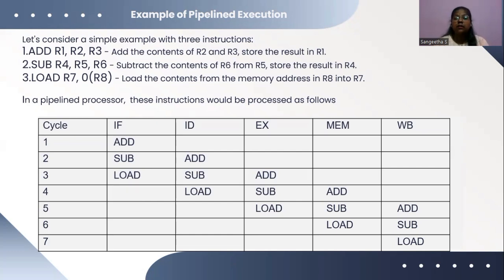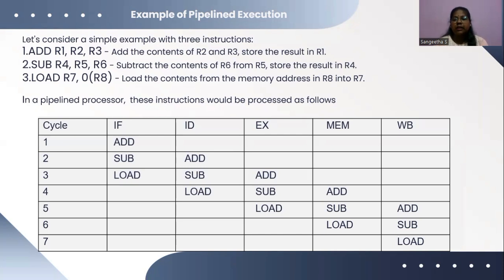And we come to the third cycle. The load instruction is fetched, the subtraction instruction is decoded, and the addition instruction is executed. This is one of the best advantages of pipelining, where we are executing instructions simultaneously. In the fourth cycle, the load instruction is decoded, the subtract instruction is executed, and the add instruction is in memory, for data transfer.